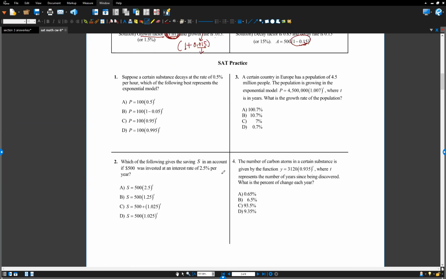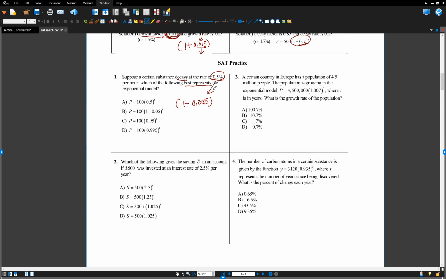All right, number 1 over here. Some substance decays at the rate of 0.5% by exponential. We know that. Which of the following best represents the exponential model? Where is the initial? We don't know, but it must satisfy 0.5% decay. What is that? 1 minus 0.005. That is 0.5% as a decimal.